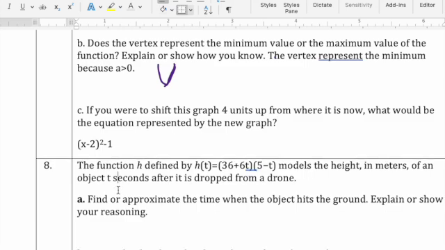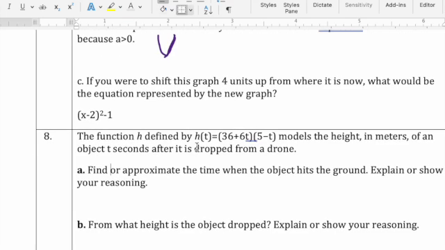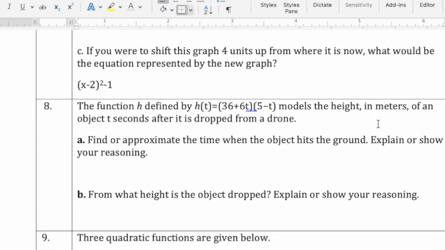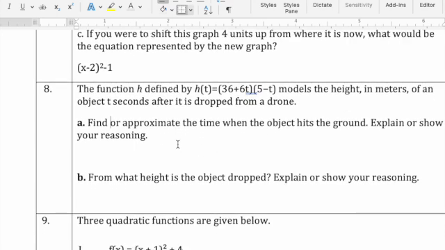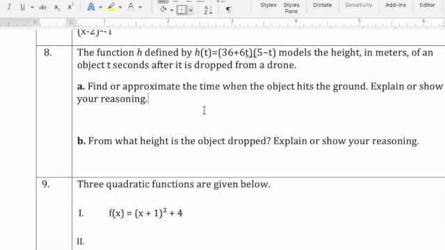Okay. It doesn't say move left or right, so I left this inside here the same. The function h defined by h of t equals 36 plus 6t times 5 minus t models the height in meters of an object t seconds after it is dropped from a drone. Find or approximate the time when the object hits the ground. Explain or show your reasoning.